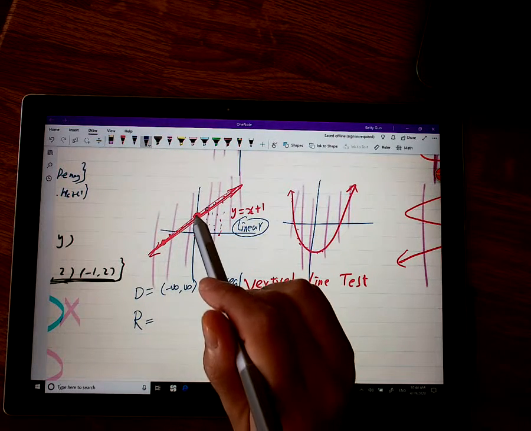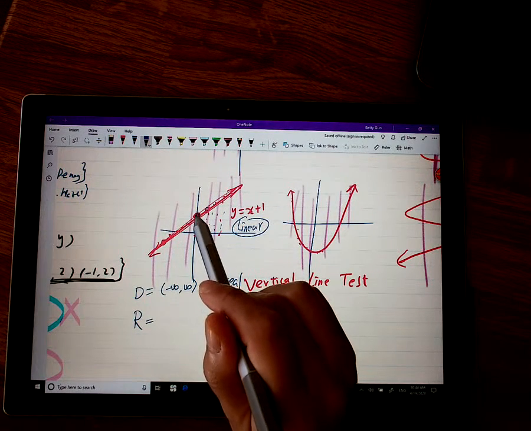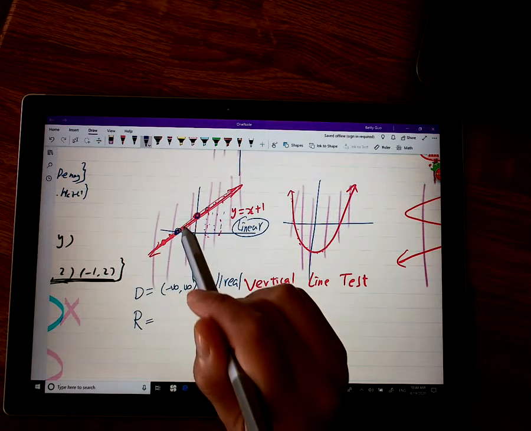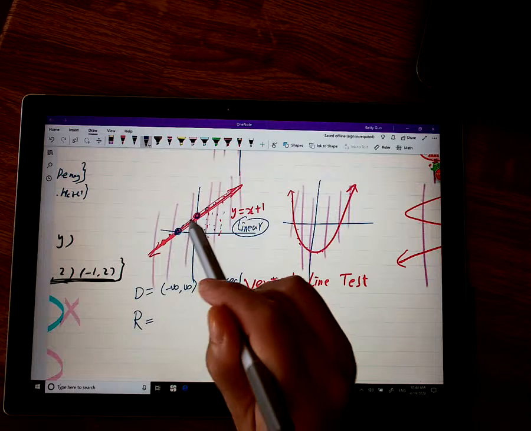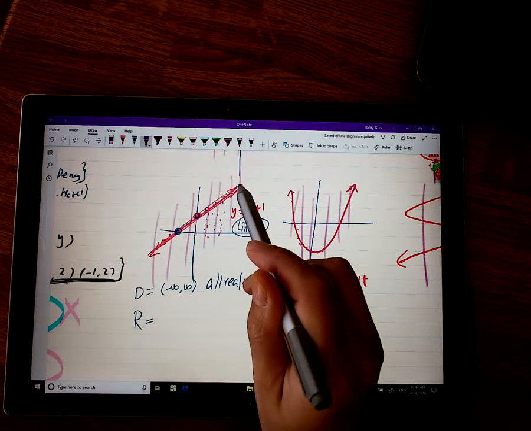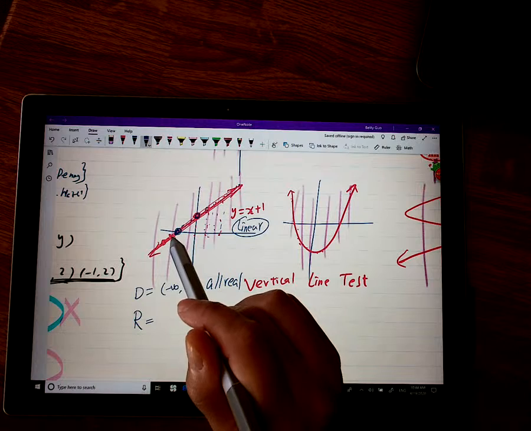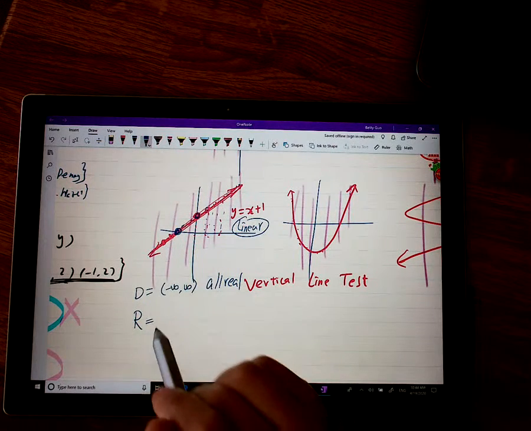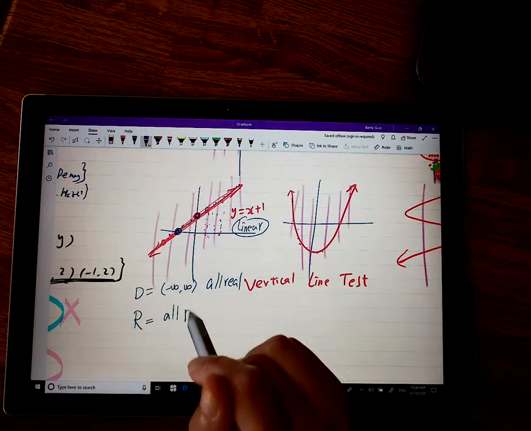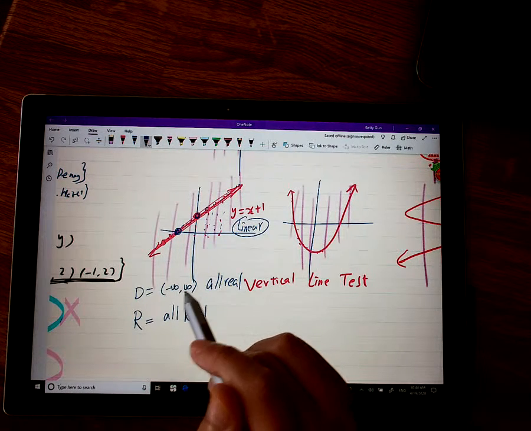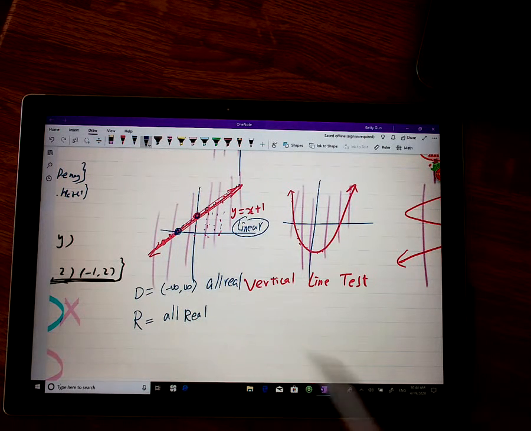For this point, the y value is 1, right? And for this point, y value is 0. All the points above that point have a y value bigger than 0. All the points below that point have values less than 0. So you can see the range is all real as well. Negative infinity to positive infinity in the interval notation.